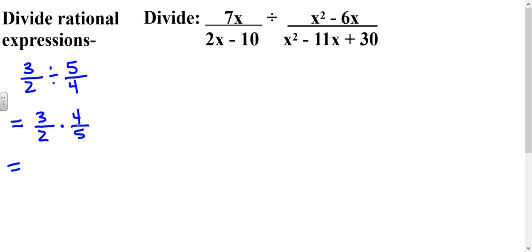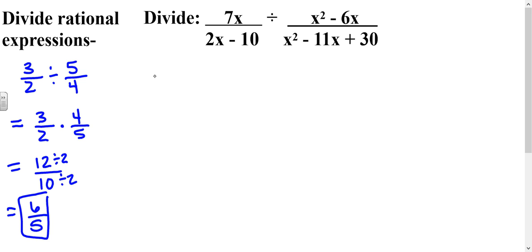Then I would simply multiply straight across. So I would get 12 over 10. And then I would reduce. So if I divided these by 2, I would get 6/5. And that would be my final answer. So first you multiply by the reciprocal, and then you go straight across, and then you reduce. It's the same process with polynomial expressions.